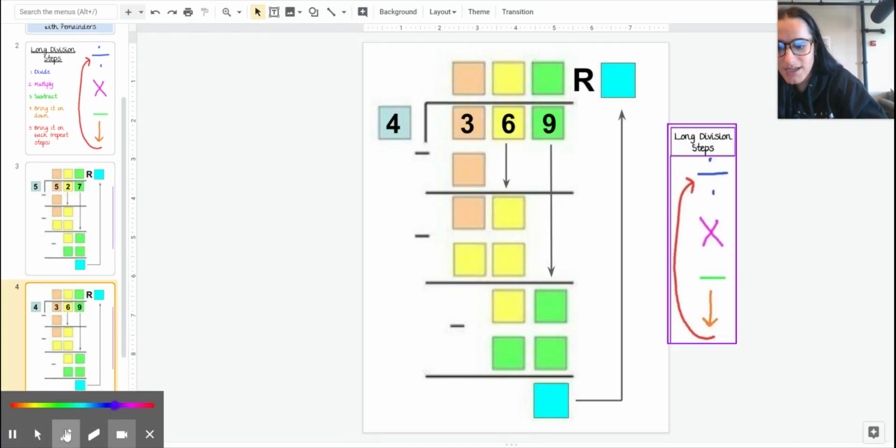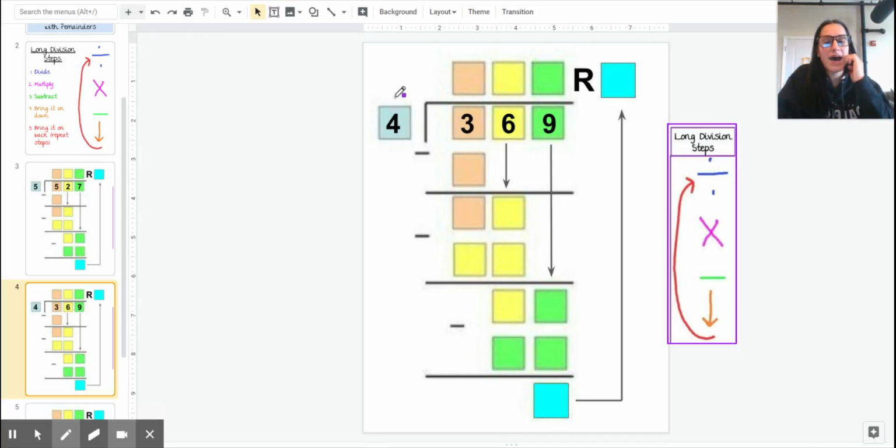All right, friends. So next up, we have 369 divided by 4. And I have my steps over to the right to help me stay on track. So first up, I need to divide. So I'm going to look at my digit all the way to the left in my dividend, which is a 3. That's my first digit that we're going to work with.